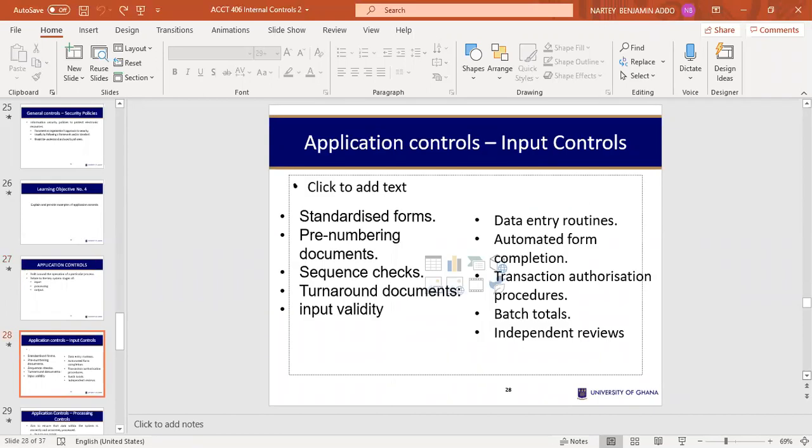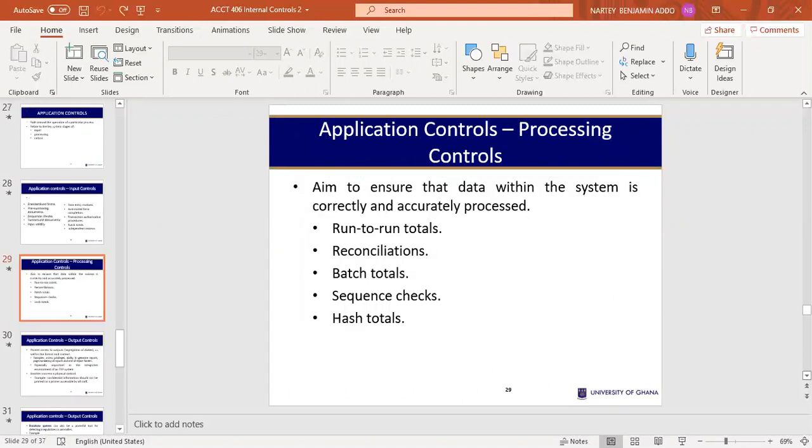So when you say input, then we have all these data entry routines. We have automated form completion, transaction authorization, batch level, because you can see that all these are specific activities that we can have. If you are sequencing, you are checking, you have sequence checks, turnaround documents, input validity, and so on. All right, so the aim is to ensure that data within the system is correctly and accurately processed.